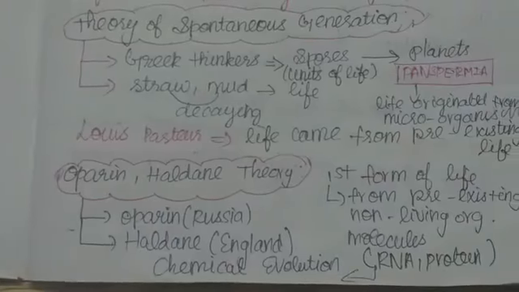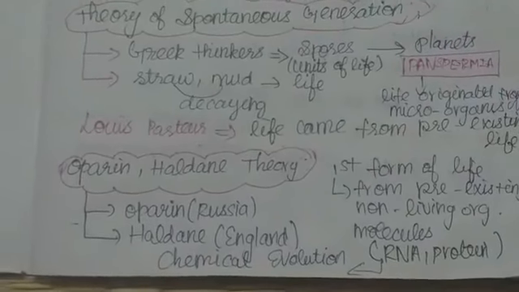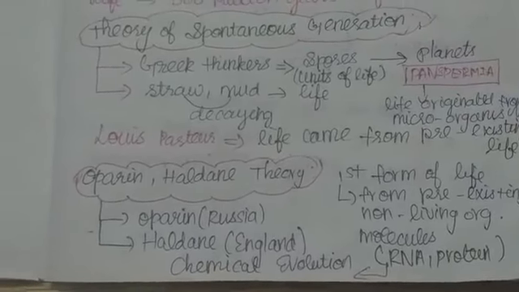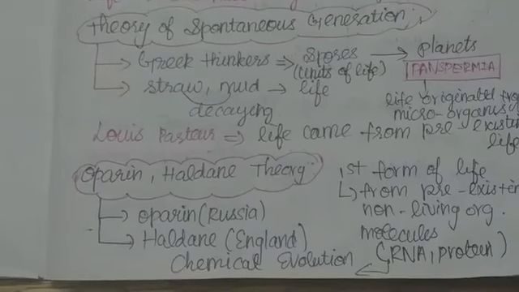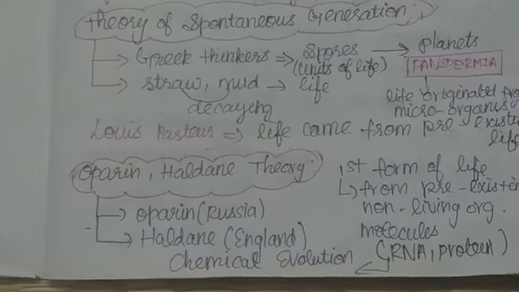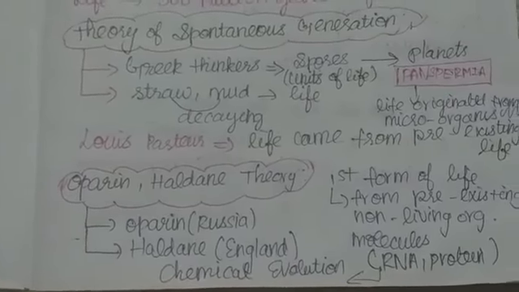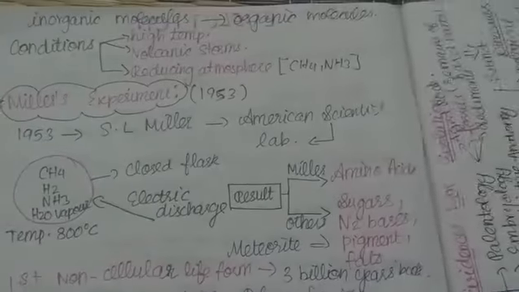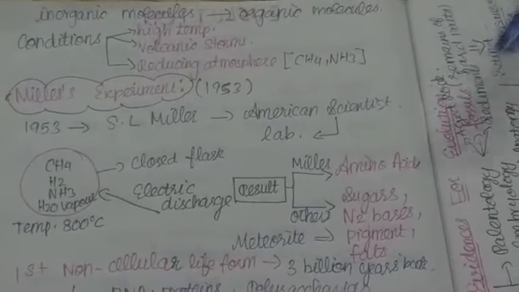From pre-existing non-living organic molecules. They told that the first form of life originated from non-living organic molecules, which they said are protein, RNA, etc. Okay, what is chemical evolution?